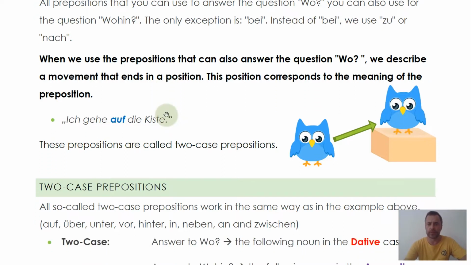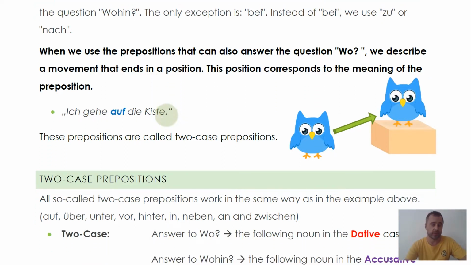Why can we use just the same prepositions? Well, it's simple. If we are describing an action that is going into a direction, it usually ends in a position. So ich gehe auf die Kiste. I go onto the box. That's why we are describing that movement towards a position. That's why here we can use the same preposition.